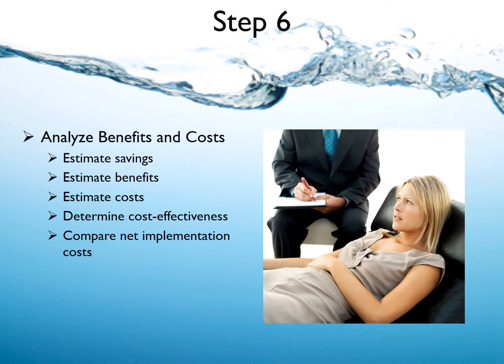Again, I told you where you can get information on how much water you'll actually save from turf replacement, toilet replacement, etc. From there, you can estimate your benefits and you can determine the cost effectiveness. I would put this on the matrix, and then that'll help you make your decision about what's really going to be beneficial for your agency. And you do need to compare the net implementation costs of all of these programs.